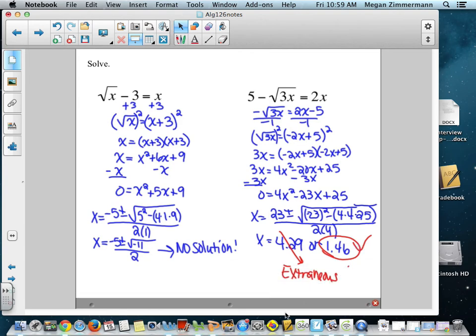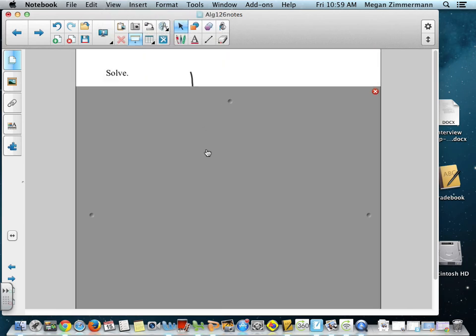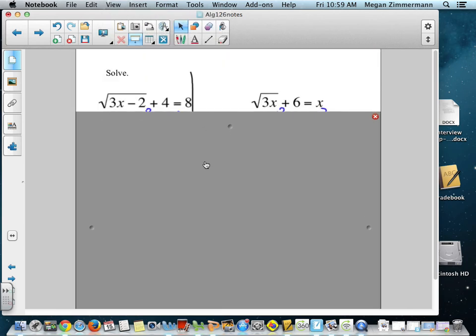Now I kind of ran out of room, so I didn't show the check here, but if you substitute 4.29 back into the original equation, you do not get an equality on both sides, so it is an extraneous solution. But if you substitute in 1.46, you do get both sides equal to each other. So the only solution here would be x equals 1.46. Okay, so why don't you try these two problems first and then come back to see the solutions.